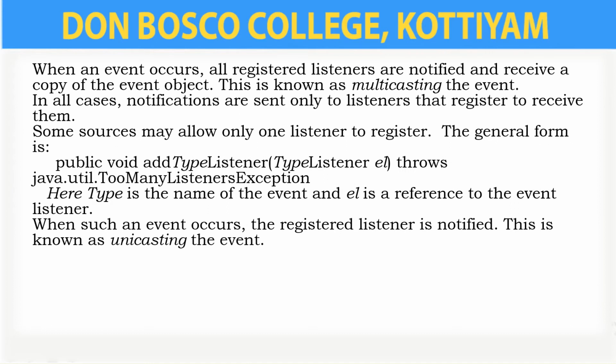When the event occurs, all registered listeners are notified and receive a copy of the event object. This is known as multicasting. At the same time, sometimes notifications are sent only to listeners that register to receive them. That is known as unicasting. So, multicasting and unicasting.